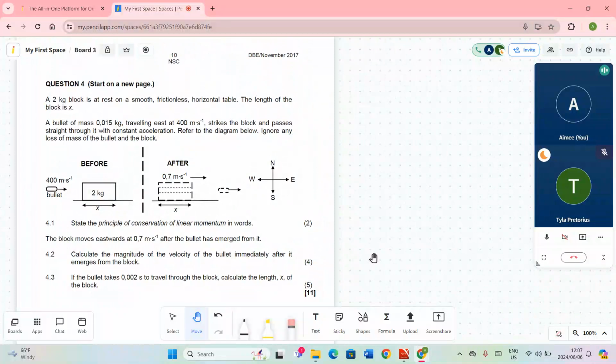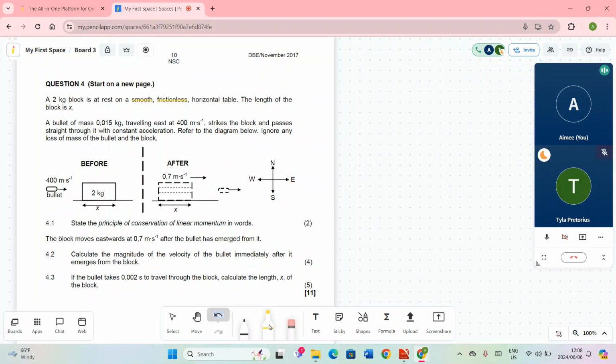Question 4 says, a 2 kilogram block is at rest on a smooth, frictionless horizontal table. What do the words smooth and frictionless tell us? Smooth tells us that it's frictionless, so we don't have to take friction into account here. It says a bullet of mass 0.15 kilograms traveling east at 400 meters per second strikes the block and passes straight through it with a constant acceleration. Refer to the diagram below. Ignore any loss of mass of the bullet and the block.